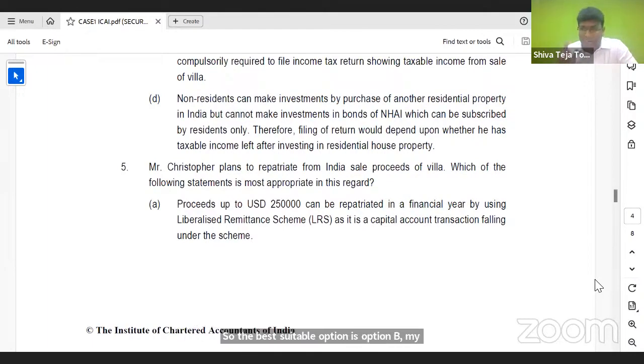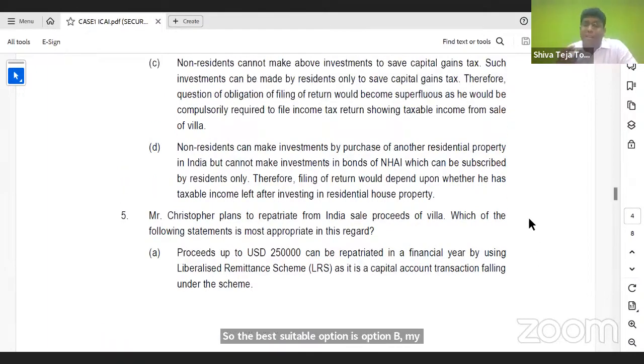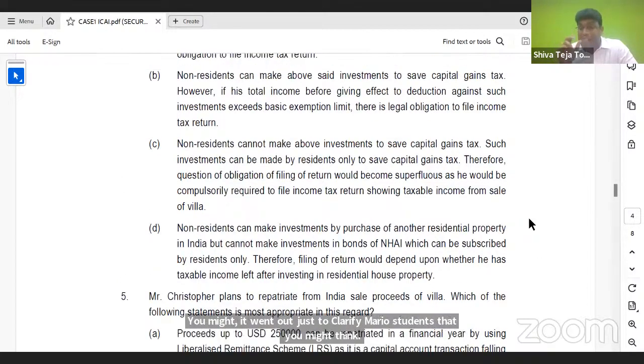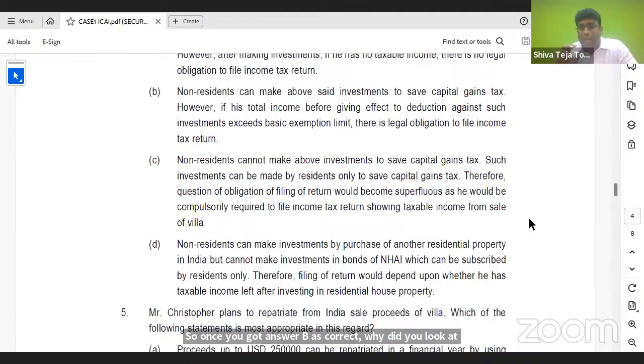You might get one doubt, just to clarify, my dear students: you might think, sir, once you got answer B as correct, why did you look at C and D? The reason I'll tell you why. Sometimes in exam, they'll ask you to choose the most appropriate answer. So there could be situations where four options are appropriate, but we need to identify which is the most appropriate option. That is why I always suggest go through all the options before you come to conclusion. We are CA finance students. We cannot jump into conclusions just like that. We need to be very cautious.